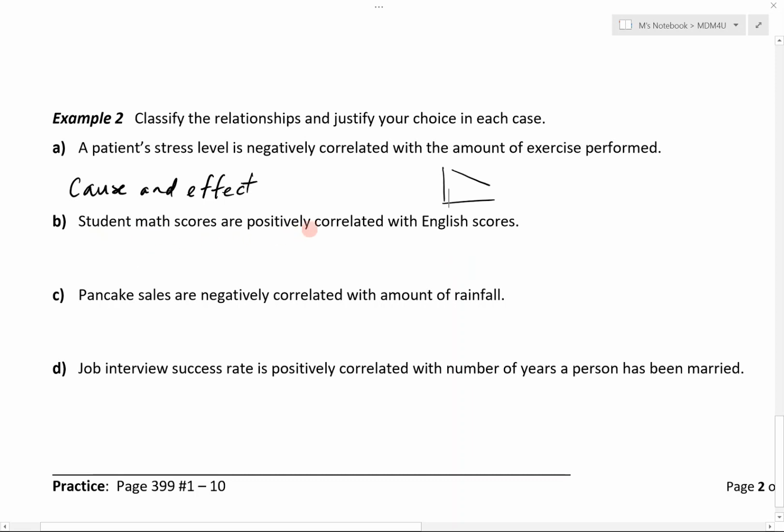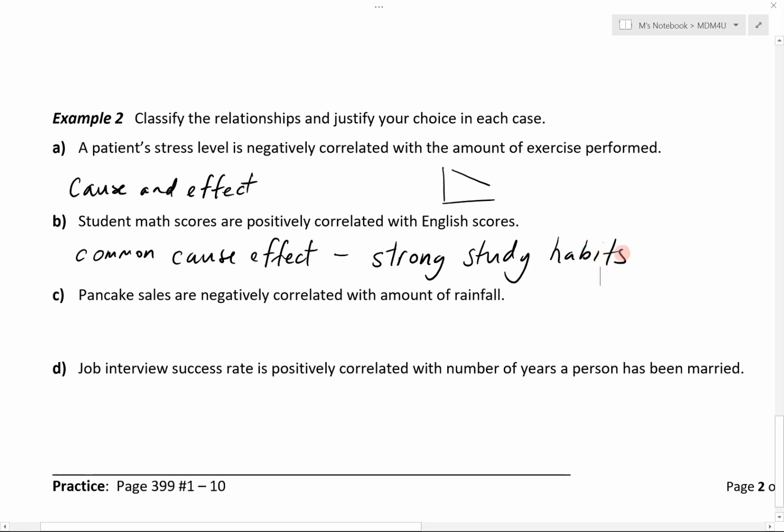Student math scores are positively correlated with English scores. So I'm going to say this is maybe a common cause. Because first of all, it's hard to make any direct connection between math scores and English scores. Anything that you try and do would probably be very subjective. So there must be another common cause. So the third variable might be very strong study habits. So if you have strong study habits, then you're more likely to succeed in anything. So you'd succeed in both math and your English. And the resulting scores would go up.